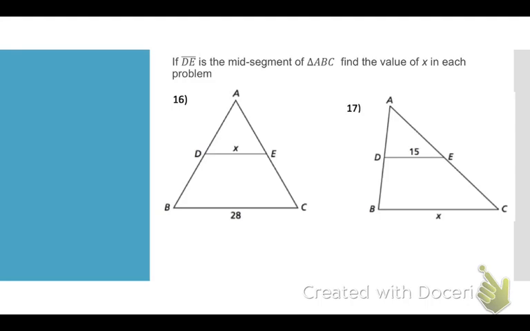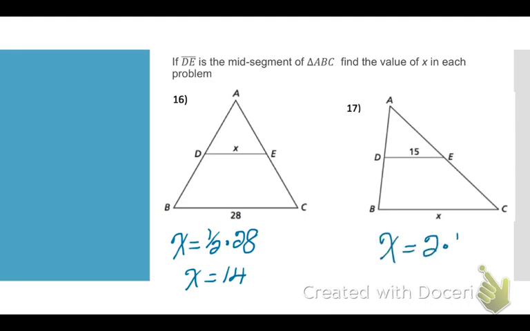If DE is the midsegment of triangle ABC, find the value of x in each problem. Well, in my first problem, I know that x, which is the midsegment, is exactly 1/2 of the third side, and therefore x equals 1/2 of 28. So x is 14. In 17, I know that the third side is twice the length of the midsegment, so I can say that x is twice 15, or 30.